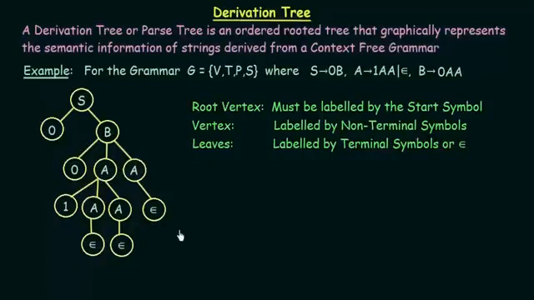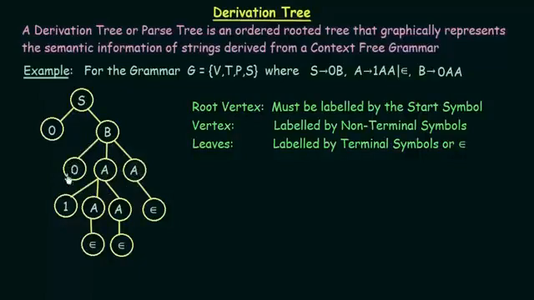Okay, now let's see how this derivation tree is formed for this grammar. So first we start with the start symbol, which is S, and we see that S gives 0 and B. So we see that S gives 0 and B. These two vertices become the children of the root vertex S. And then we have B over here, and from B let's see what are the productions that we have. B can give 0, A, A. So B gives 0, A and A.